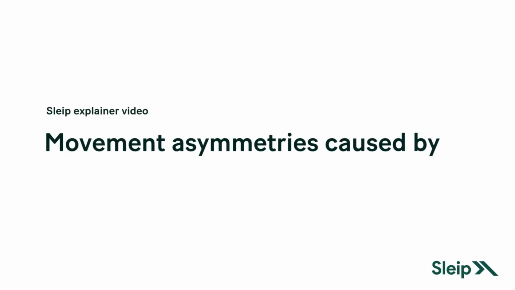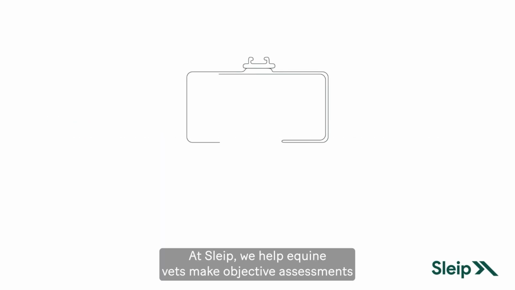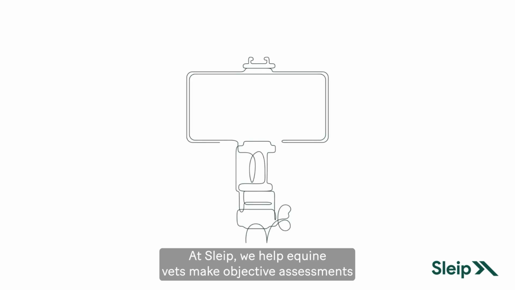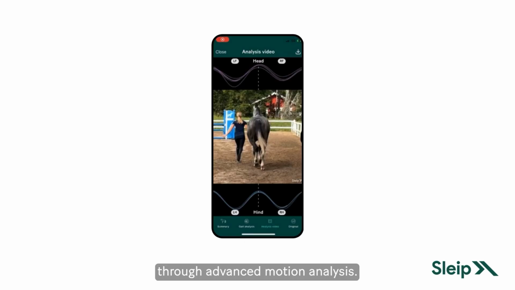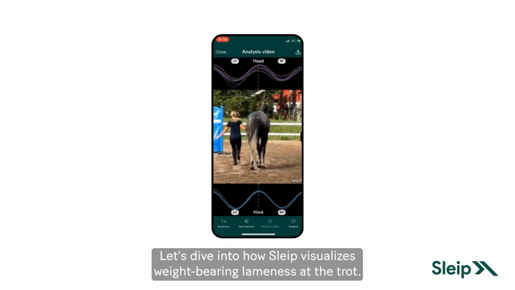Movement asymmetries caused by weight-bearing lameness at trot. At Sleip, we help equine vets make objective assessments through advanced motion analysis. Let's dive into how Sleip visualizes weight-bearing lameness at the trot.